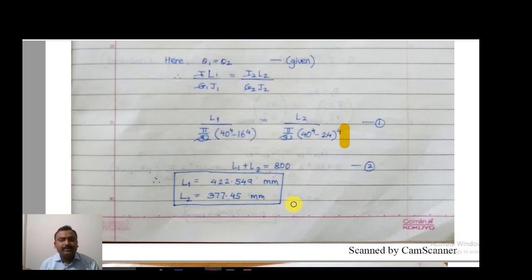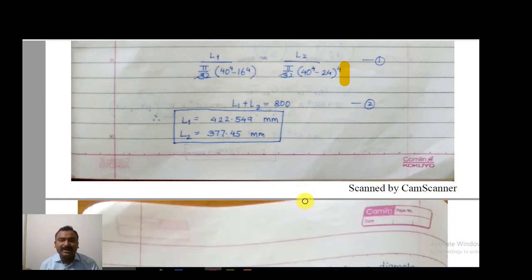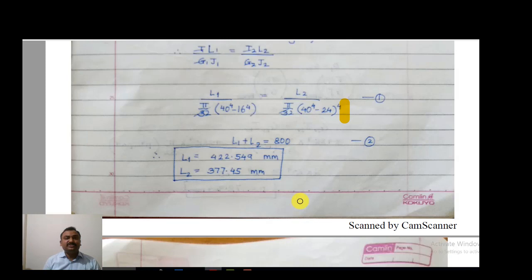Now we will start with the composite bar or shafts in parallel. We know that the condition for shafts in parallel is that the angle of twist is the same.